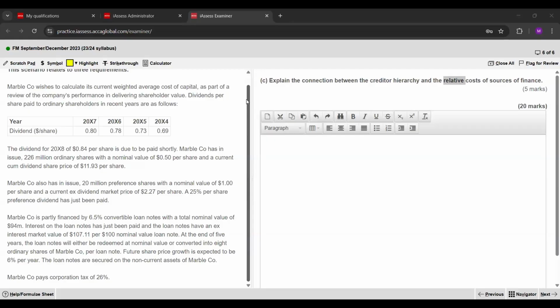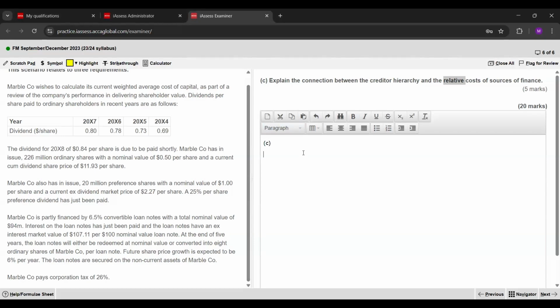So, in the event of liquidation, the people who are at the top of the credit hierarchy will get their capital returned to them first. Therefore, there is a higher chance of them recovering their capital. Therefore, the risk faced by those higher in the credit hierarchy is less. Since the risk is less, the return is less. That's how it's connected. So we have to explain that simply.